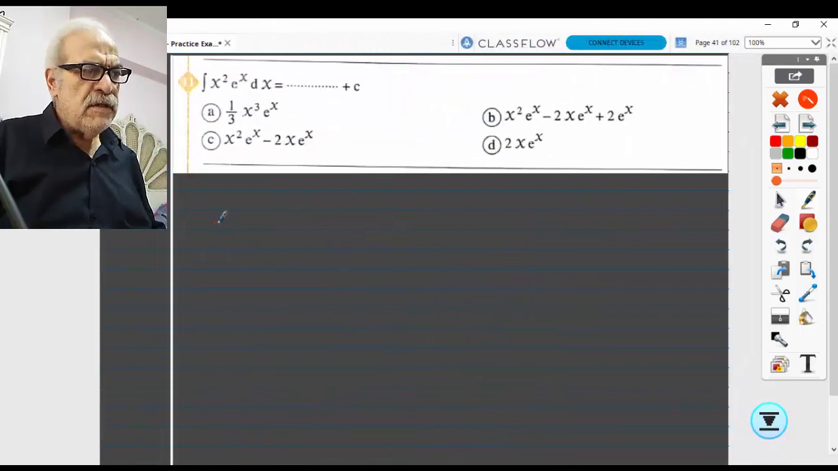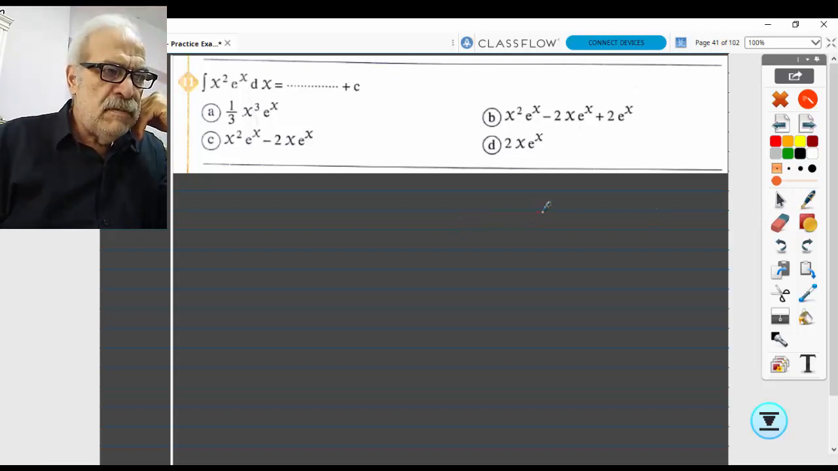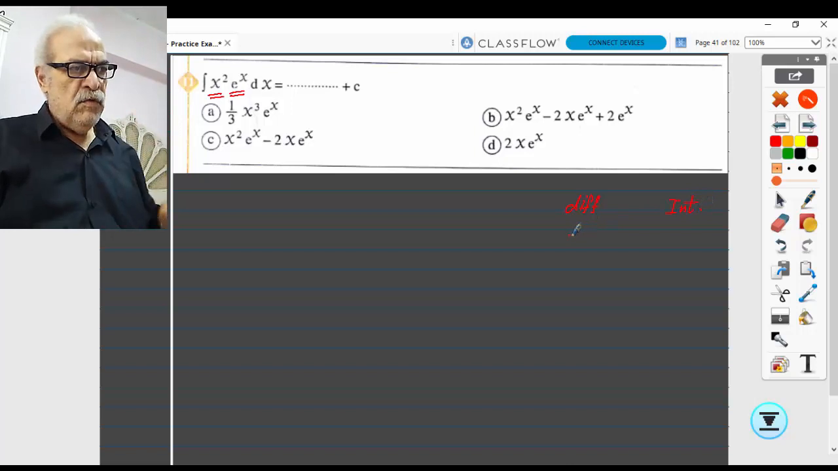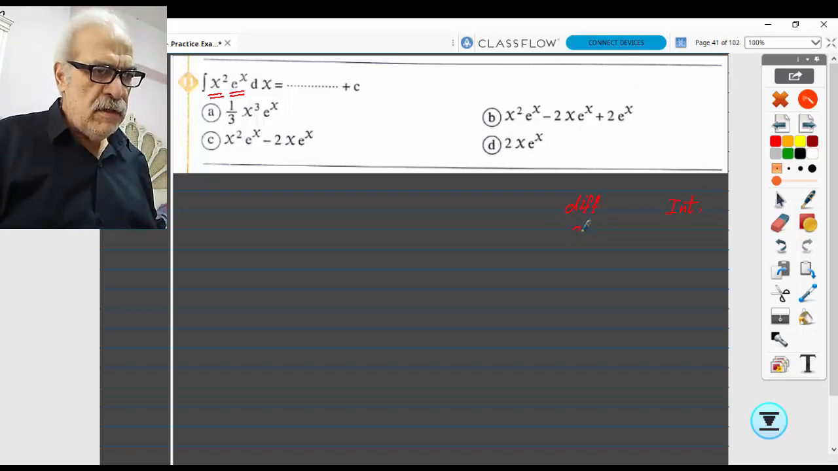Integration of x square e power x dx equals one of these plus c. Here we have integration by parts. So we have here two functions, x square and e power x. So we write here differentiation, and here is integration. We'll make a differentiation to x square and integration to e power x.